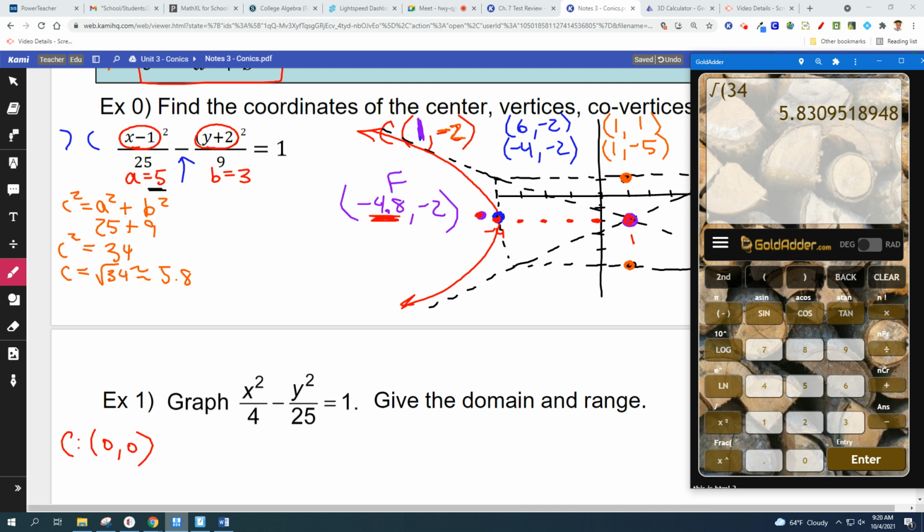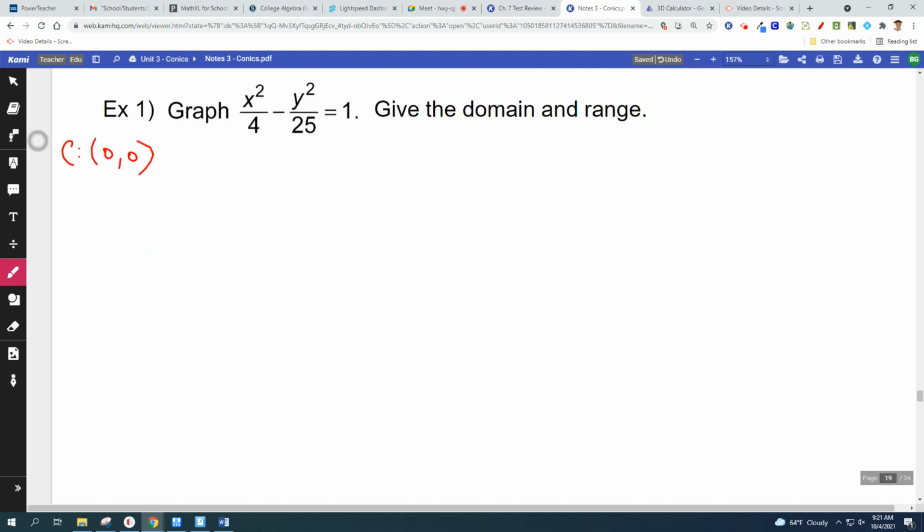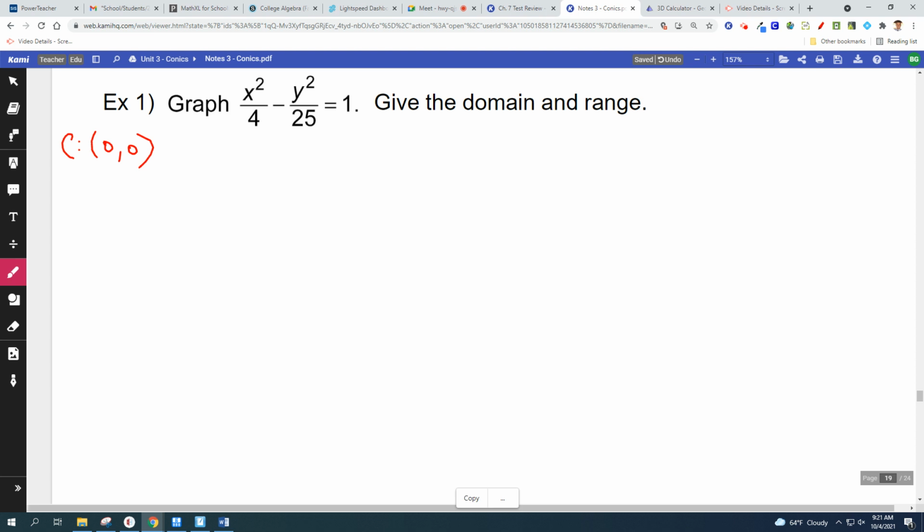I don't know what to do with square root of 34. Technically, we should have said something like 1 minus square root of 34, comma negative 2, and 1 plus square root of 34, comma negative 2. But I think that's a lot harder to visualize. All right, good question. Need to ask stuff like that. So the center point is at 0, 0. All right, fine.